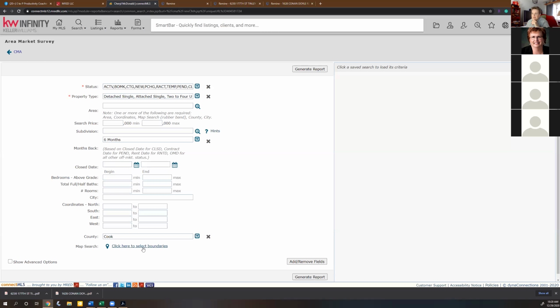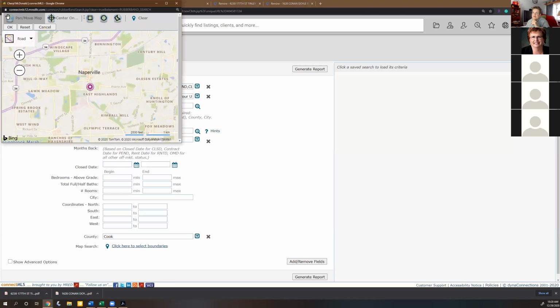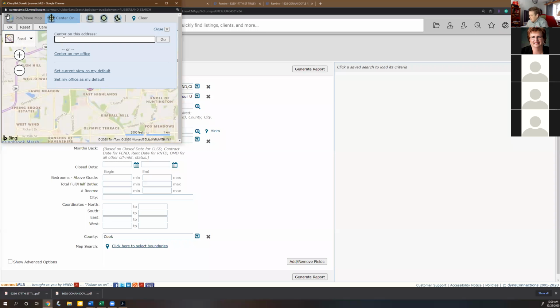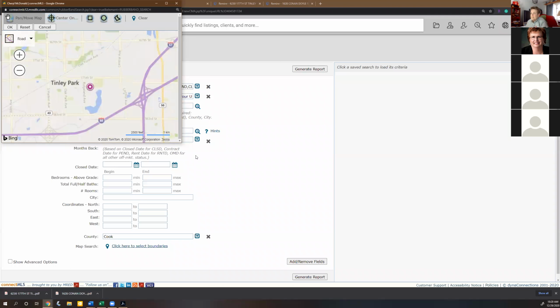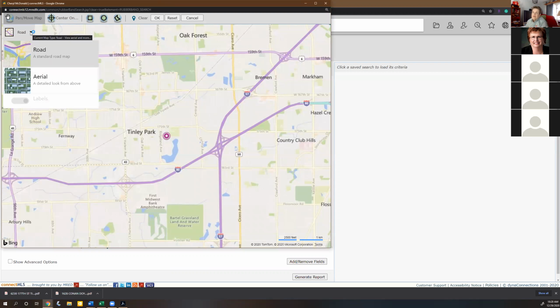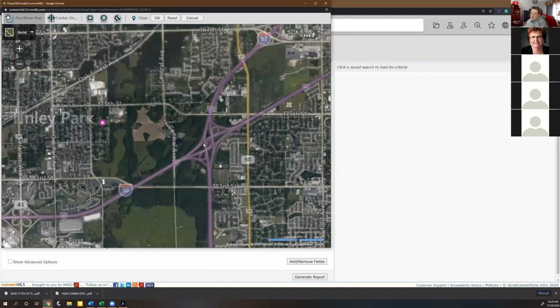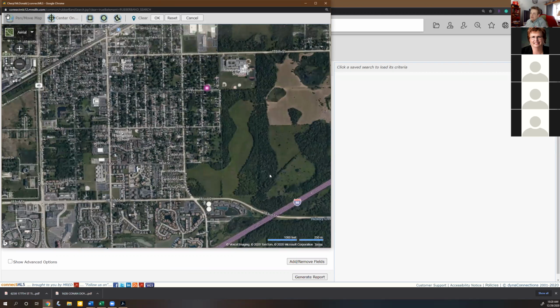Okay. So I'm going to go over here and we're going to click to select the boundaries. I'm going to center on, and we're going to type in that address. Now, one of the things I like to do that I didn't mention before is select the aerial only so that I can see what's around that house, particularly if it's an area I'm not familiar with. Now you can all see where I walk my puppies.